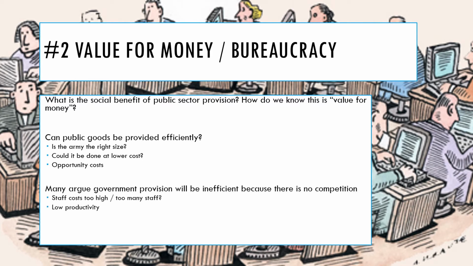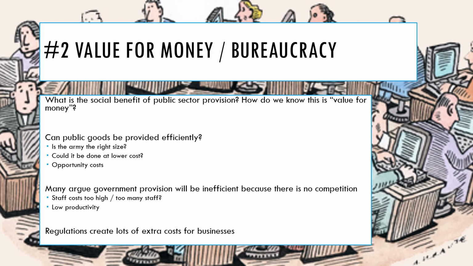Or actually sometimes many people will argue that it's likely to be inefficient and not value for money because there's no competition. There's only one provider of the army, only one provider of street lighting, only one provider of flood defences. And so because there's no competition, there's no incentive to do things at the lowest cost. In fact, there's no incentive to have reduced staff costs. So maybe we have too many staff, or maybe there's low productivity in this particular business.